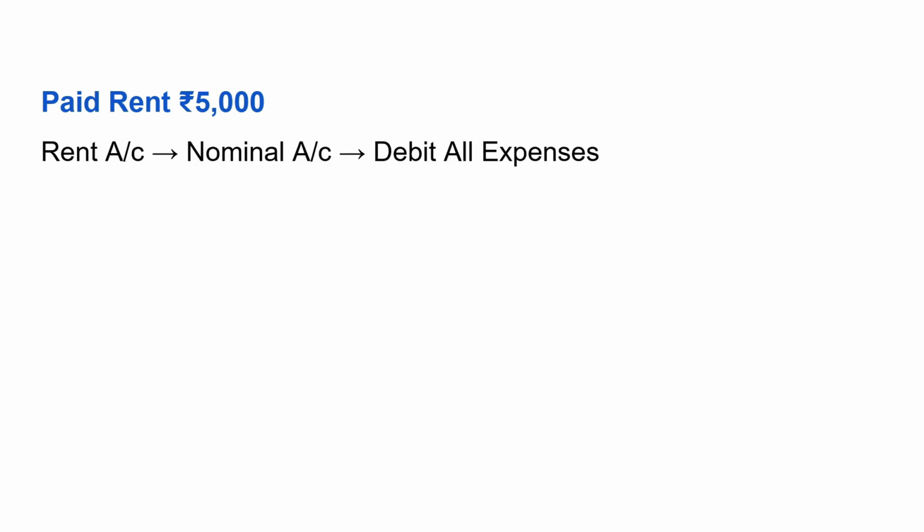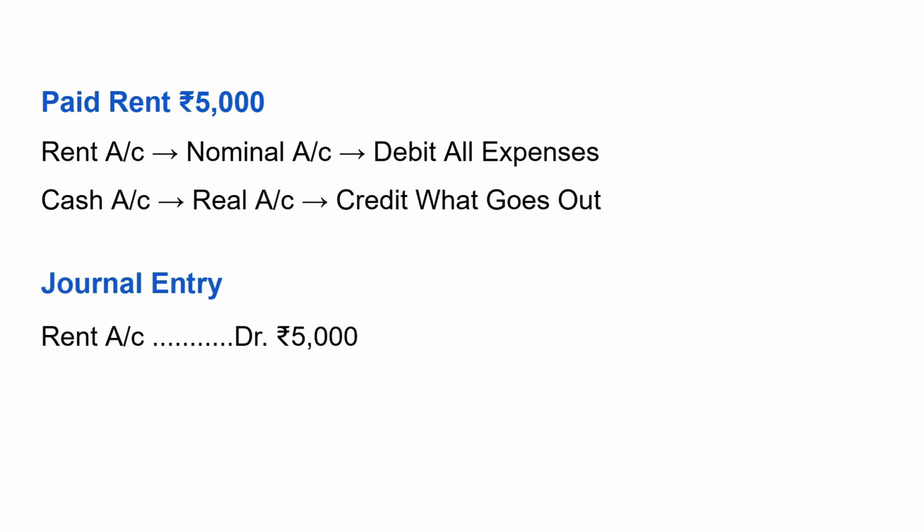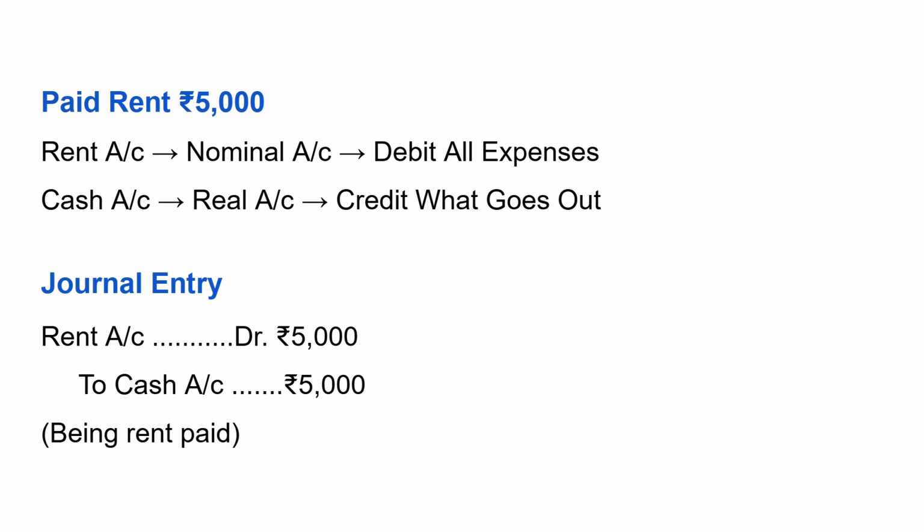Next, paid rent 5,000 rupees. Here the two accounts affected are rent account and cash account. Rent account is a nominal account and rent is an expense for the business. So the rule for nominal account is debit all expenses. And cash account is real account and cash goes out of the business. So credit what goes out. And the journal entry is rent account debit 5,000 rupees to cash account 5,000 rupees and the narration is being rent paid.